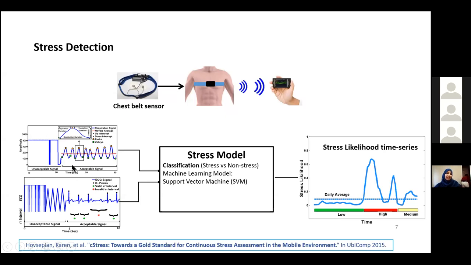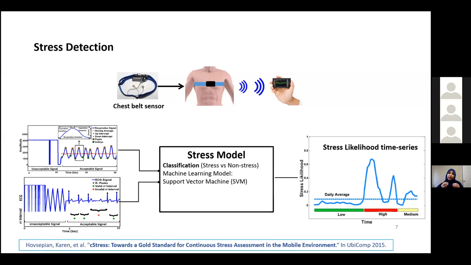In this slide, if you see on the left, the top one is the breathing signal and the bottom one is the ECG. We have measured several characteristics from these signals, and that is fed to a machine learning model. So what does this model do? It's like a black box.